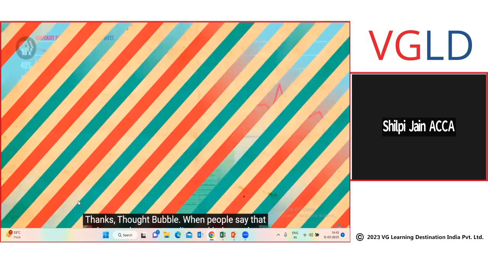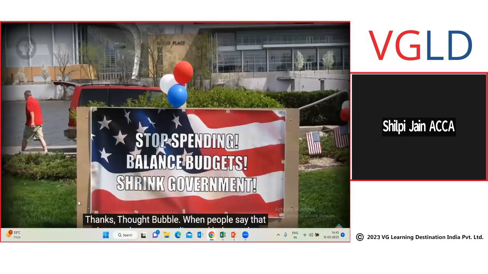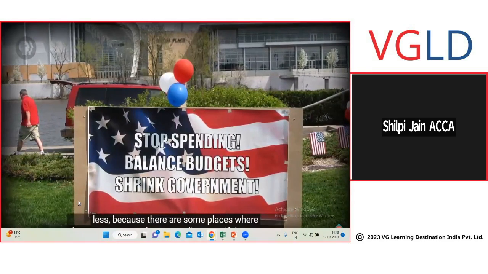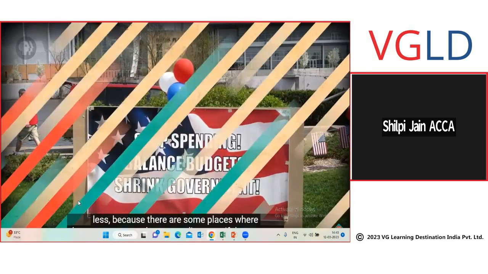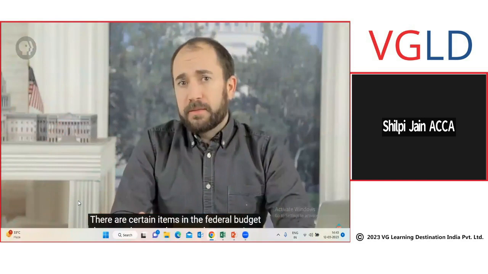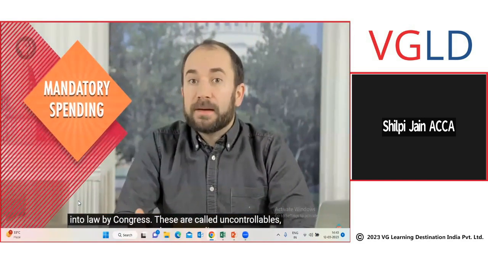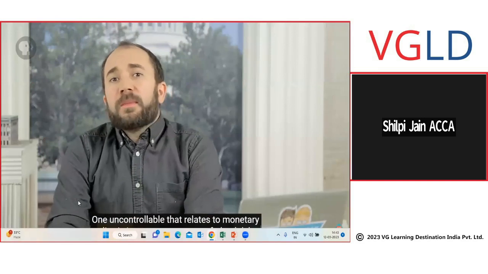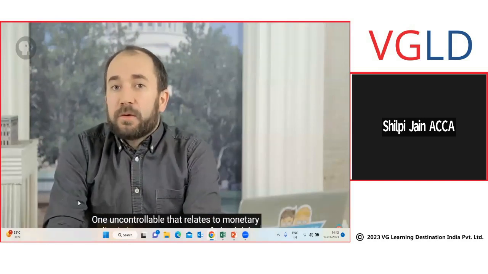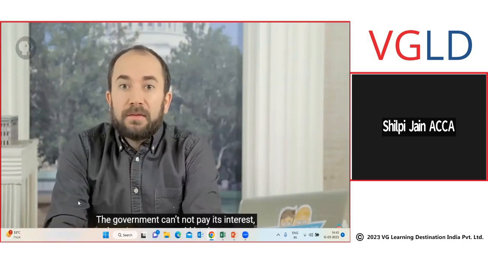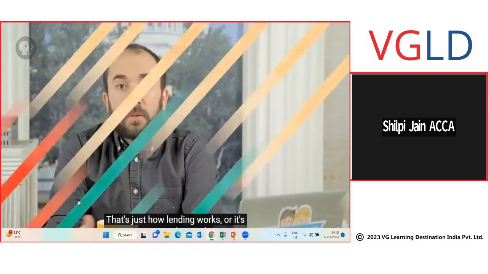Thanks, Thought Bubble. When people say that they need to cut spending and balance the budget, this is what they're talking about, but it's not quite as simple as just spending less, because there are some places where the government can't cut spending even if they want to. There are certain items in the federal budget that must be spent because they're written into law by Congress. These are called uncontrollables or mandatory spending. One uncontrollable that relates to monetary policy is interest payments on federal debt. The government can't not pay its interest. Otherwise, no one would lend us money. That's just how lending works, or it's supposed to work.